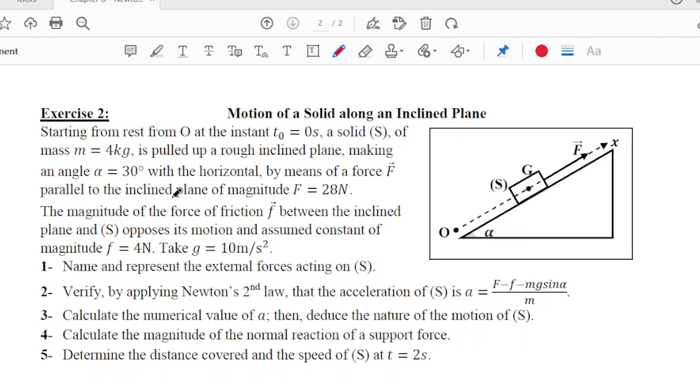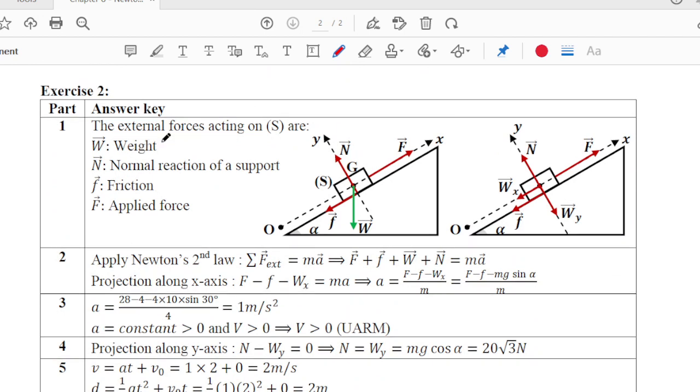As you can see in the given, there are two forces. There is the capital F, the applied force that causes the upwards motion of this object, and there is the friction. S is placed on a surface, so it's under the action of a normal reaction of a support. And the force that is always present is the weight. So the forces acting on S are capital F applied force, N already drawn, friction parallel to the inclined plane and opposite to the motion.